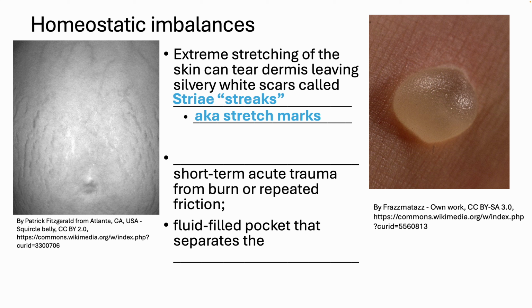So these are going to be common, resulting from the stretching of skin, common during pregnancy because as the fetus grows inside the mother, it's going to stretch the skin as it needs to make more room. So these silvery white scars are what we call the striae.